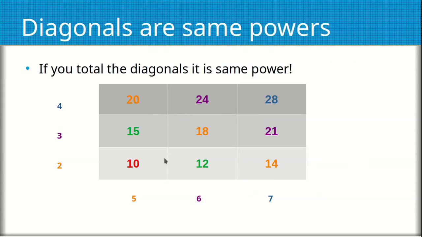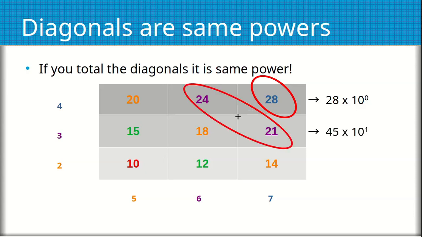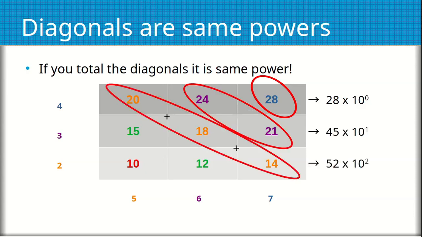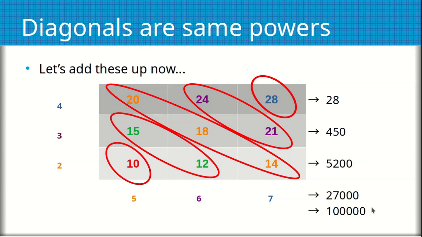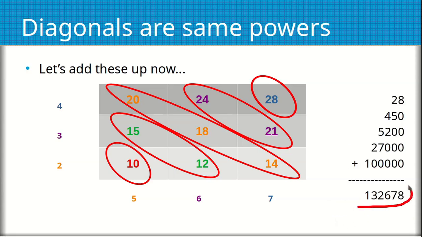So let's do that. Diagonals are the same power, okay? So watch. That's 28 times 10 to the 0, which is really just 28 times 1. This is 45 times 10 to the 1. When you add that diagonal, it's 52 times 10 squared. And then the last two are 27 and 10 with their respective multiplications of powers of 10. When you add up those results, I've just basically expanded them by adding the appropriate number of zeros, okay? 1 zero, 2 zeros, 3 zeros, and 4 zeros. You line them all up in a column, and you add them, and you get the answer very easily, okay?